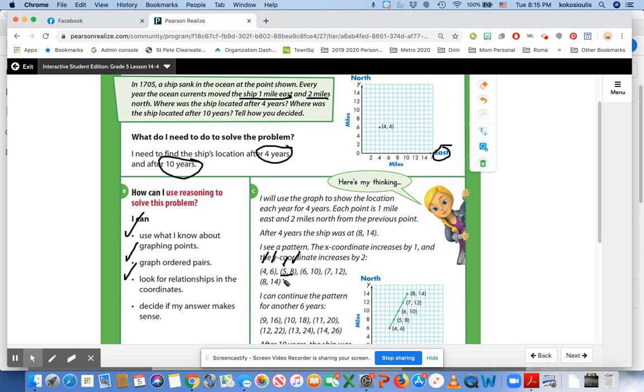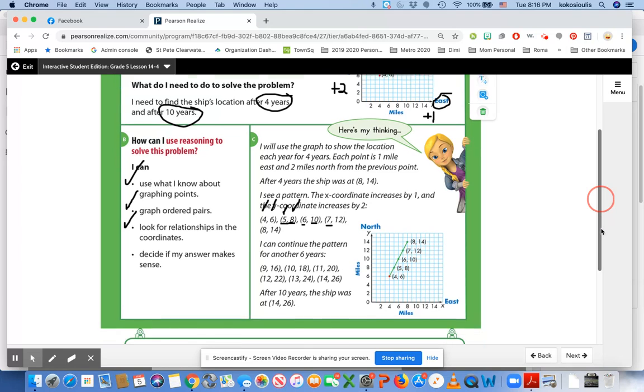In year 2, what's going to happen? Well, in year 2, the 5 is going to go to 6 because remember, X goes up plus 1 every year, and Y goes plus 2 every year. So the 5 goes to 6, and the 8 goes to 10. That's our next point. 4, 6, 5, 8, 6, 10. I know what's going to happen next. This is year 4. It's going to be at 7, 12, and then at 8, 14.